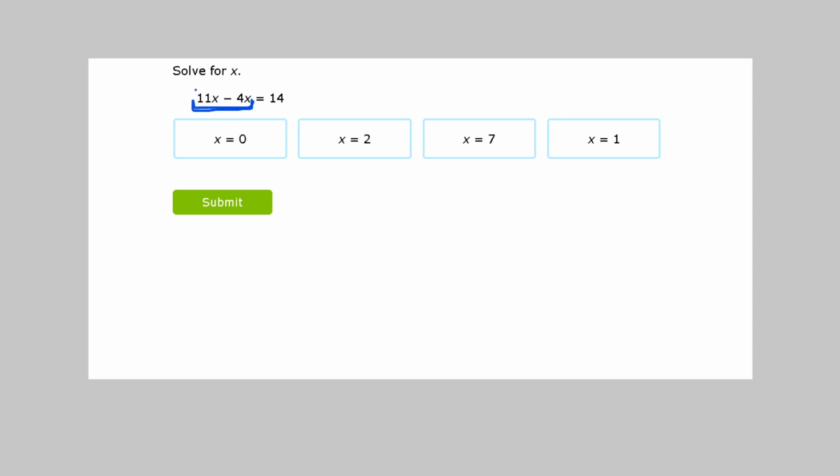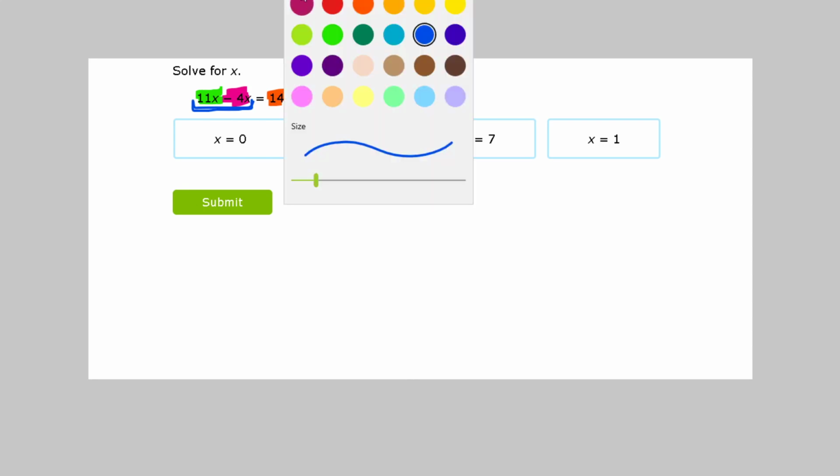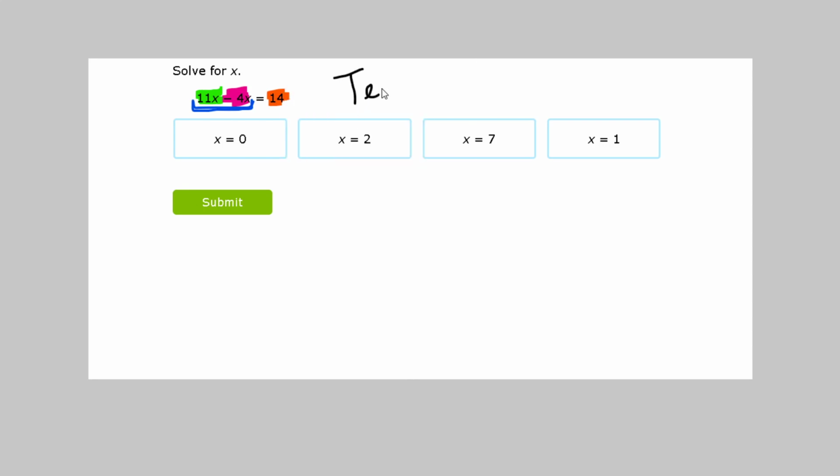And when you hear me use the word term, this is a term. This is a term, and this is a term. Each one of those is a term. You're just going to hear me say that, so that's why I'm bringing it up. These are considered like terms. They're alike since they both have an x in it. So we have 11x minus 4x is equal to 14.